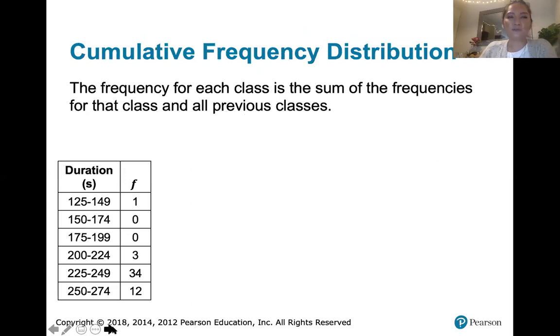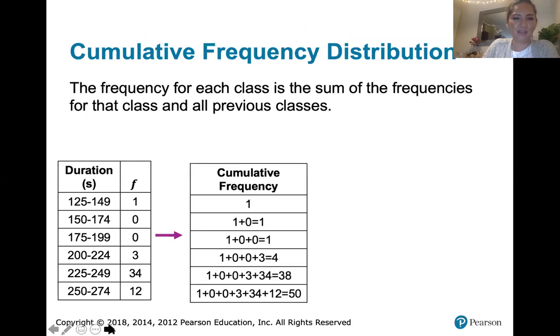Now, the last type of frequency distribution we want to construct is called a cumulative frequency distribution. All you do is add up the frequencies from a particular class and all of the classes before it. So this is my frequency distribution. I've condensed it, made it tall and skinny so that I have more room on my slide.